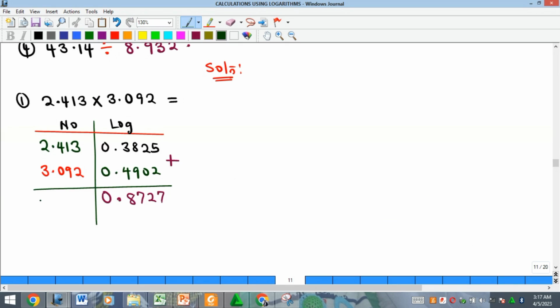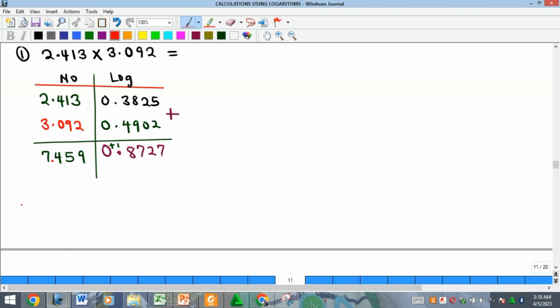So that gives us 7459, and then we try to now bring back the decimal point. And if you bring back the decimal point, you just add 1 to the characteristics, which will give you 0 plus 1, and that is 1. And so you count the first digit and then you put your decimal point. So what that means is that the value of our 2.1413 multiplied by 3.092 is approximately equal to 7.459 approximately, and that is our solution.